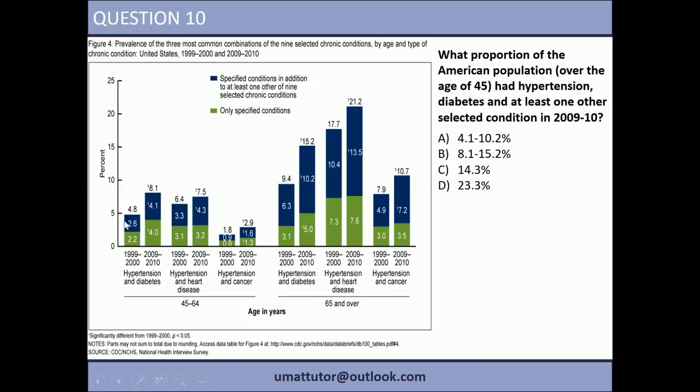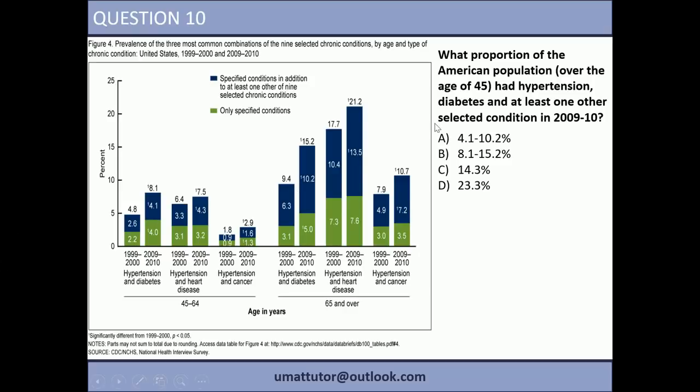So in other words, 2.6% of the US population aged between 45 and 64 had hypertension and diabetes and at least one of the other chronic conditions selected. And that number at the top, 4.8, is just the combination of the two numbers we went through before. So it's the people who have hypertension and diabetes, as well as hypertension and diabetes and another condition, all put together. That's really the way to interpret this graph. It's not particularly difficult, it's more just fiddly, and there's a lot of different parts and subparts to it, so you have to be careful with which part you're reading off.